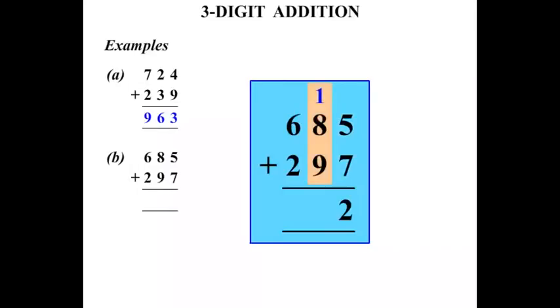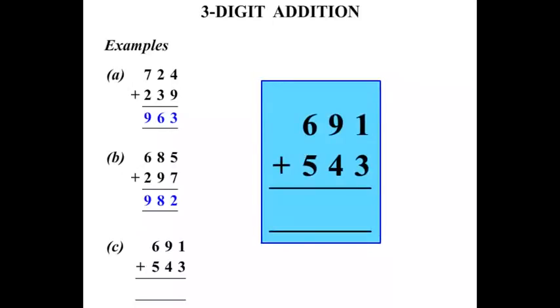Our next column, starting from the top, 1 plus 8 is 9, plus another 9 is 18. So we write our 8 down and carry the 1. Our next column, from the top, 1 plus 6 is 7, plus 2 is 9. So our answer there, 982. Terrific.